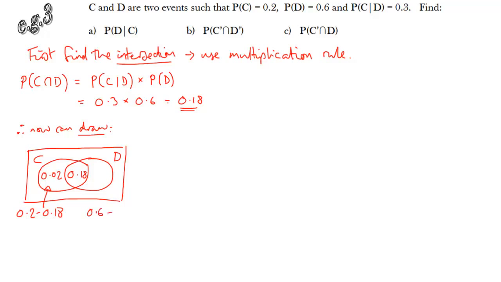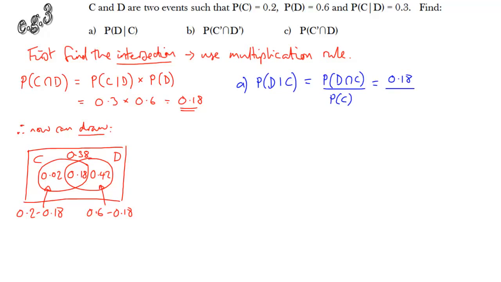The probability of D is 0.6, so subtract the intersection from that, we get 0.42, and subtract all those three numbers from 1, and it gives us 0.38 for the region around the outside. So part A, it wants the probability of D given C, so this is straightforward using the multiplication rule in its other form, the fractional form. You need to be familiar with both. So the intersection of D and C divided by the probability of C, and it comes to 0.9.